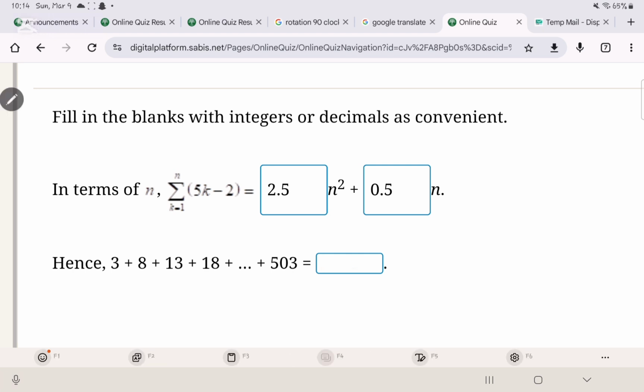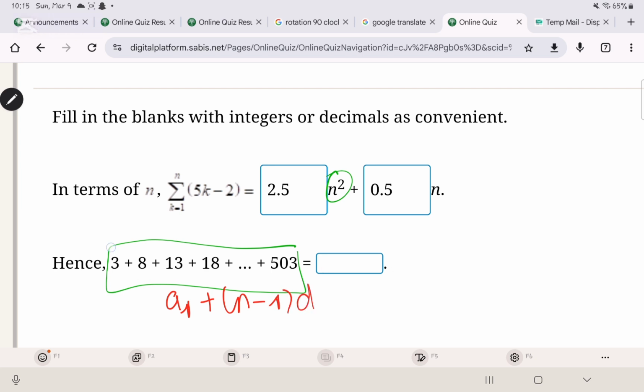Now, they want us to find the value of this function. So very simply, we will find the value of n. How do we find the value of n? Again, we have to make the equation. Equation of arithmetic, it's a1 plus n minus 1 times common difference d. So a1 is 3 plus n minus 1 times the common difference, which is 8 minus 3, which is 5. It is equal to 503.